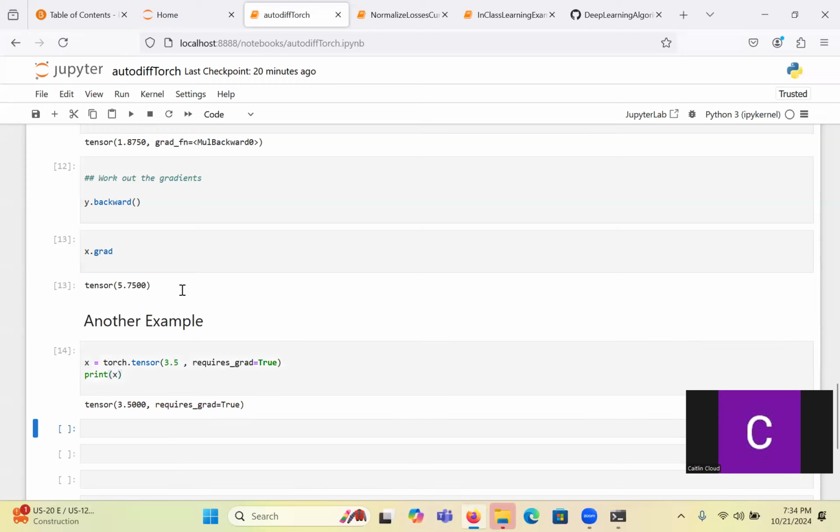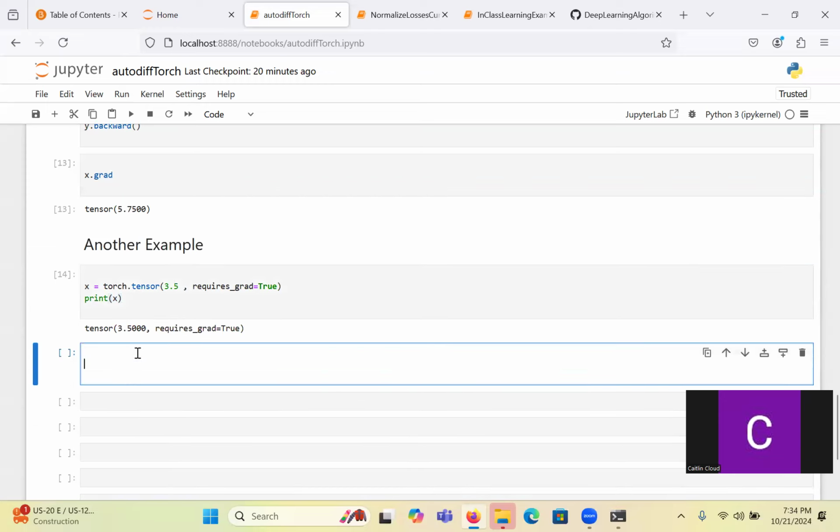So I'm going to hit that, and 3.5 does require grad. It's like an amazing solution, right? Somebody very clever just said, hey, let's just mark the things that we want to know the derivative for, and that way we can update them. Okay, so I'm doing this one here.